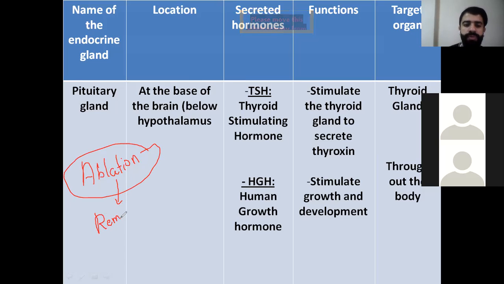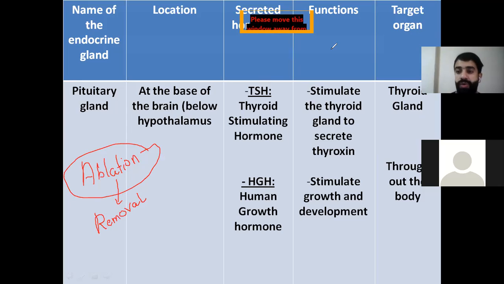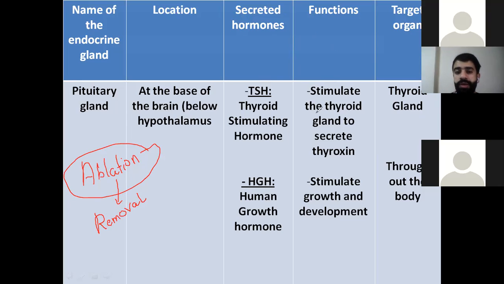Okay? So if we remove the pituitary gland, what are the consequences and what are the effects of this ablation? Who can tell me what is the effect or what are the consequences? Yes, Fatima. The pituitary gland won't be able to stimulate the thyroid gland to secrete thyroxine. Okay, so it won't be able to secrete thyroxine.